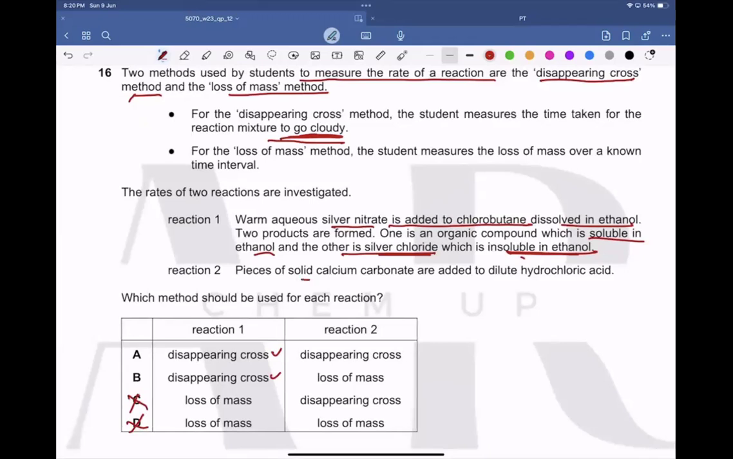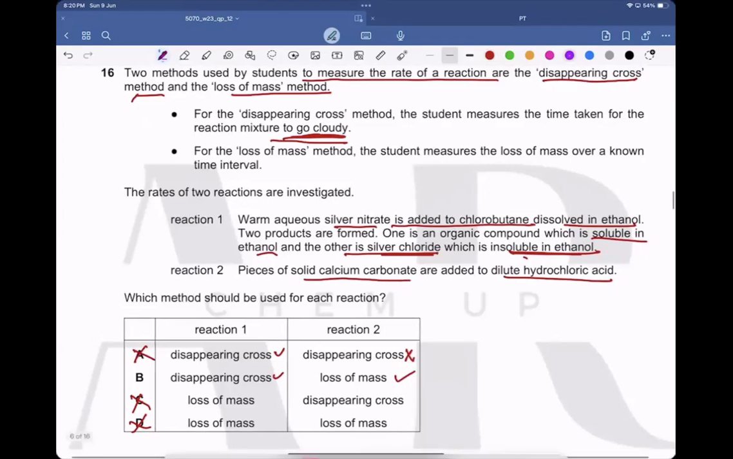So see, in reaction 2, a piece of solid carbonate is added to dilute hydrochloric acid. So gas is formed, loss of mass would occur. So in reaction 2, there is a loss of mass. So A goes wrong as well, and B is the correct answer. Is this clear to all of you?